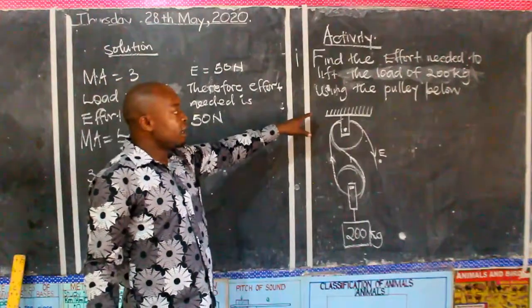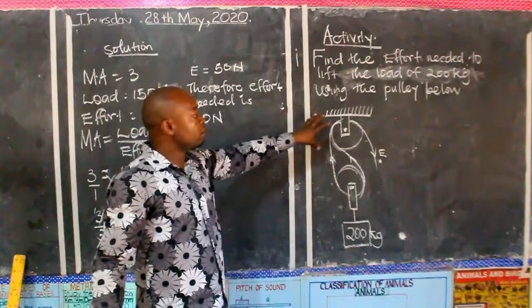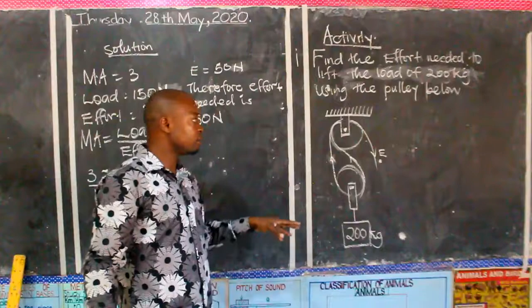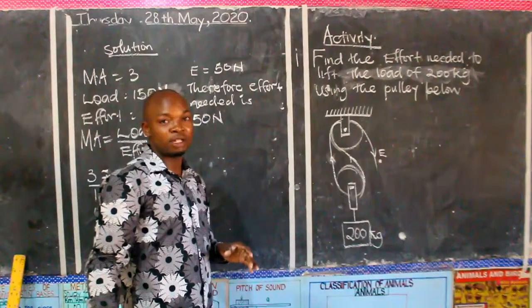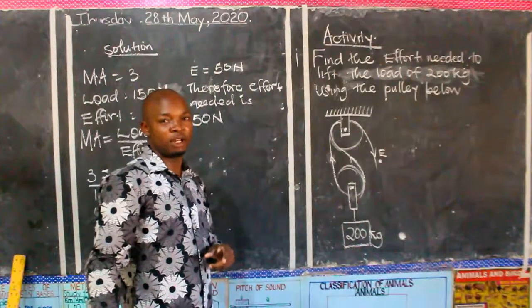And I would wish you to find more examples of single fixed, single movable, and block and tackle pulleys. And then you keep on trying those numbers such that the time we meet, you would have reached somewhere.